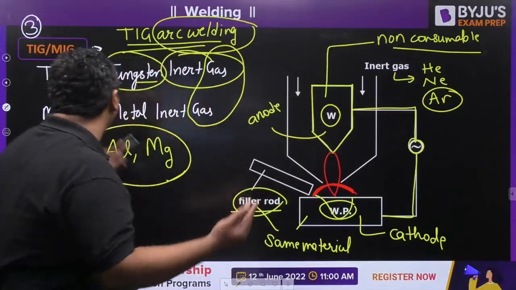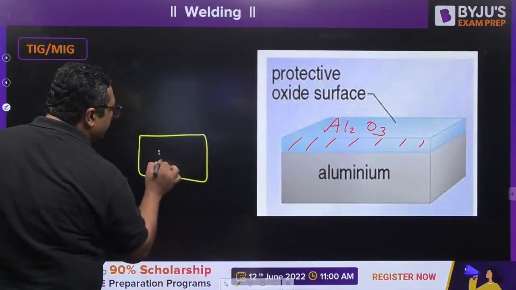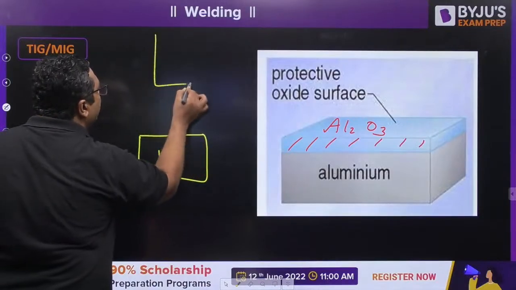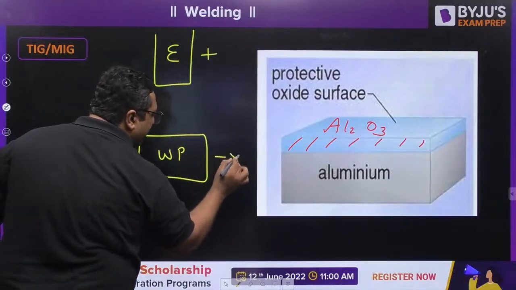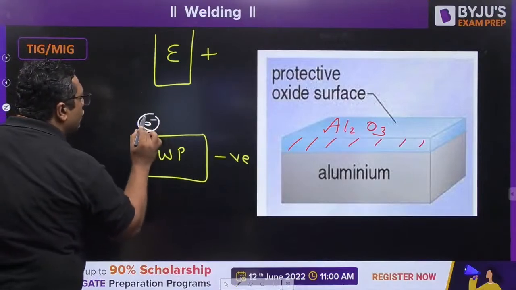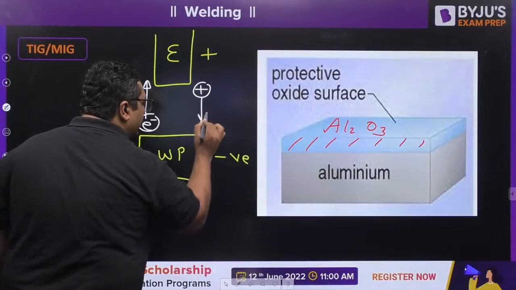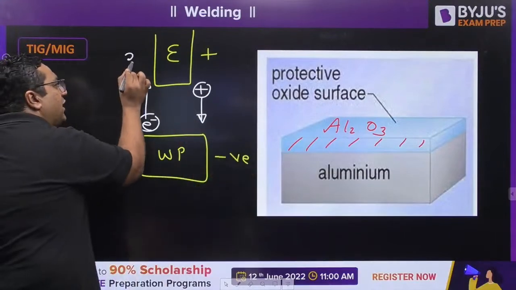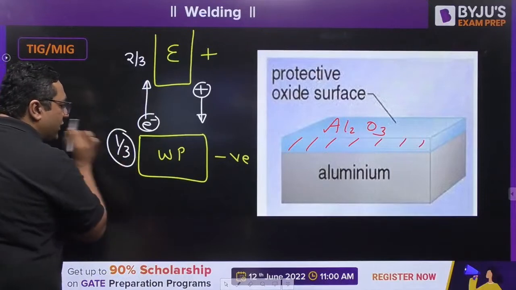So my dear, I am showing it on the next slide. This is your workpiece and let us say this is your electrode. This time the electrode is positive, the workpiece is negative. So you know, electrons will be traveling towards the electrode and positive ions will be traveling towards the workpiece. So this time 2/3 of the energy is going to the electrode and 1/3 of the energy is coming to the workpiece.